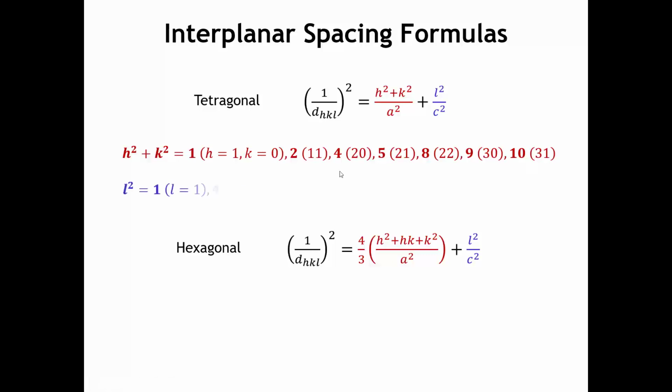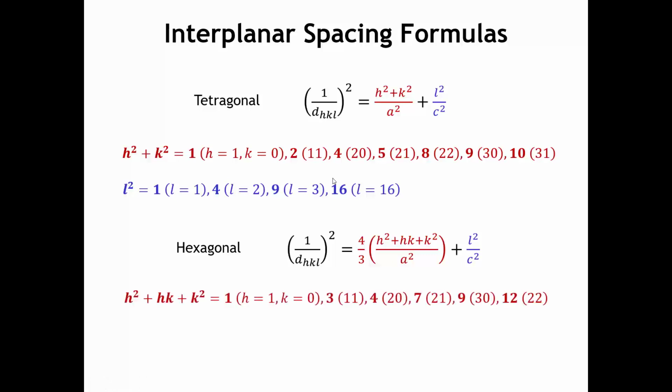And then if we look at the second term, it's pretty easy to see that we're only going to get integer multiples of the square of the integers. So 1, 4, 9, and 16. That's the pattern we might see if we had a tetragonal crystal.